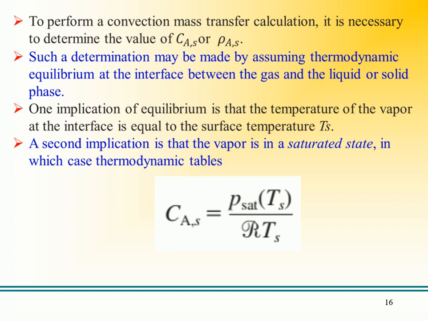A second implication is that the vapor is in a saturated state, right? No more vapor of that particular species can be added, so it is thermodynamically stable. In the same way that we have written for the general gas equation, P equals nRT, here we also have CA,S equal to Psat(TS) over R TS. We take the saturation pressure at the surface temperature over RT, and that is the concentration of the species A over the surface.